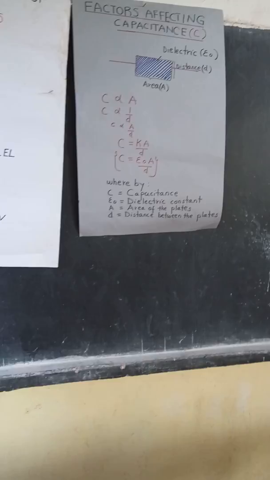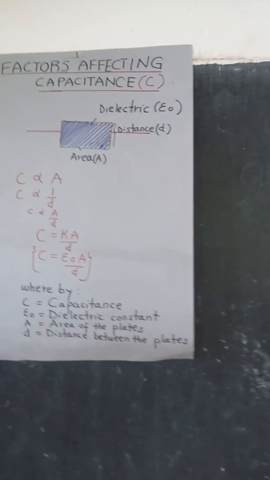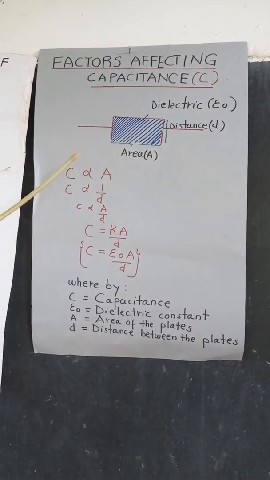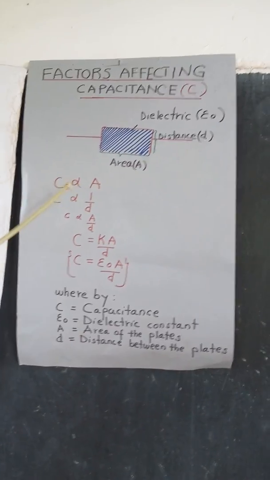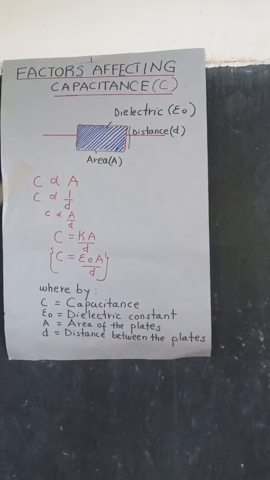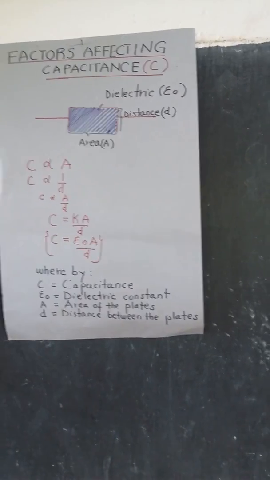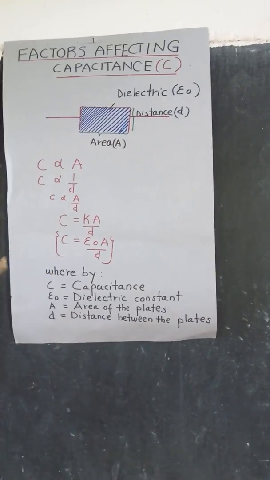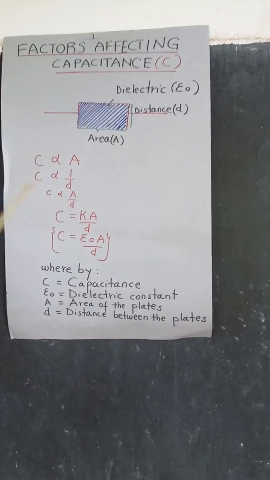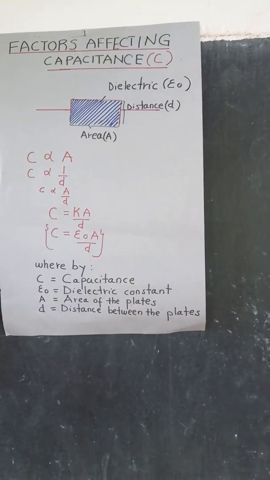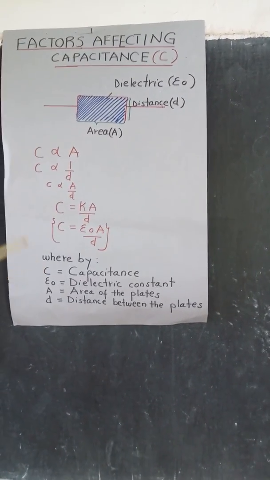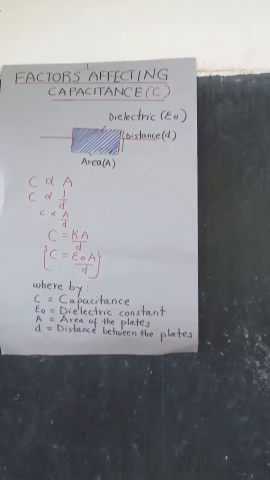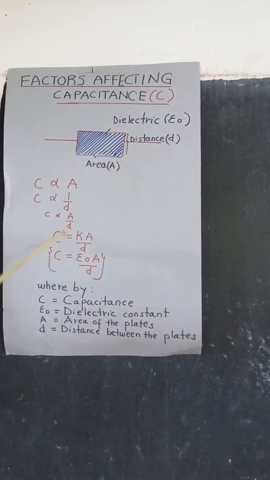Okay, let us now see the factors affecting capacitance. We have the area of the plates. Capacitance increases with an increase in the area of the plates. So when the area is large, capacitance is increased, and the ability of the capacitor to store electric charge is also increased. Then we have the distance between the plates. Capacitance increases with a decrease in the distance between the plates. So whenever the distance is reduced, the capacitance will be increased.